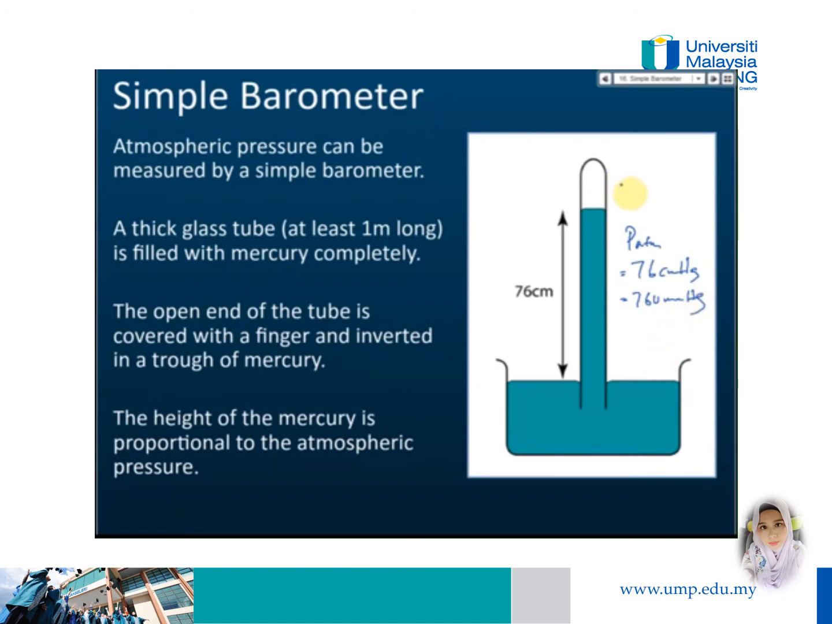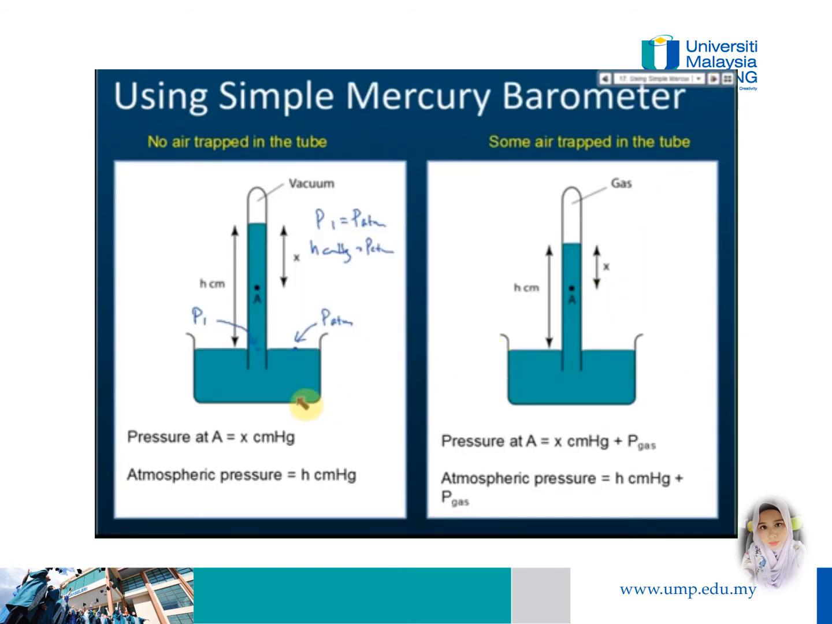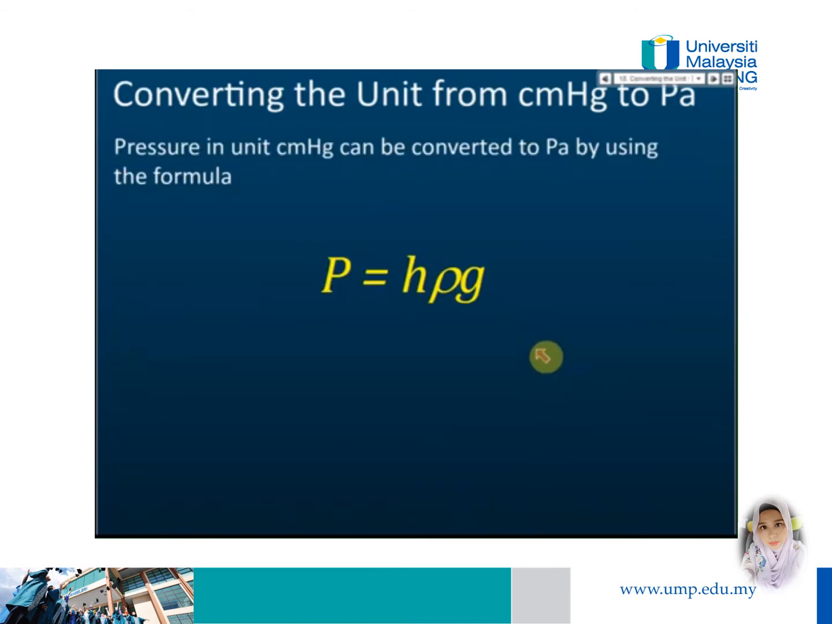So that is how we measure mercury. Just tell the length of the mercury, 76 cm, from the lower surface to the upper surface. That is the atmospheric pressure. That's how easy it is to use a simple barometer to measure atmospheric pressure. Just tell the length. When you use a simple barometer, the unit of the pressure that you get is in cm mercury or mm mercury.